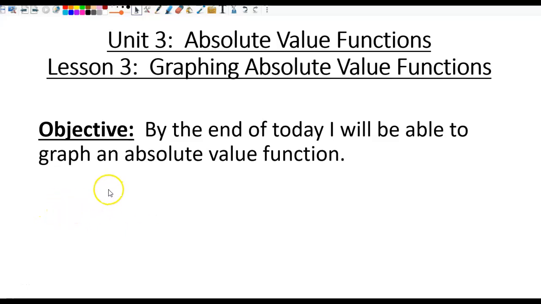Alright guys, welcome to lesson 3. Today we're going to talk about going back to absolute value functions. We talked about how to solve absolute value equations in lesson 1. Then in lesson 2 we took a little sidetrack and talked about transformations. We're going to use that knowledge about transformations today to help us with graphing absolute value functions. So by the end of the day, hopefully you guys will be able to graph some absolute value functions.